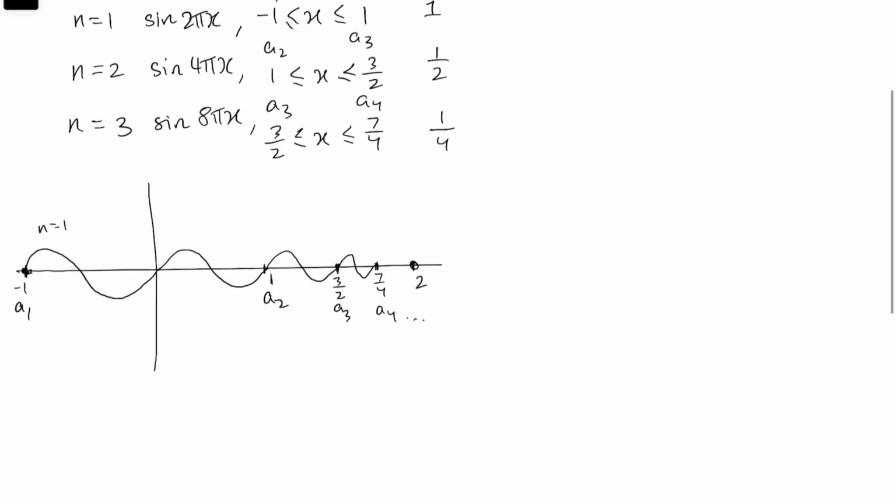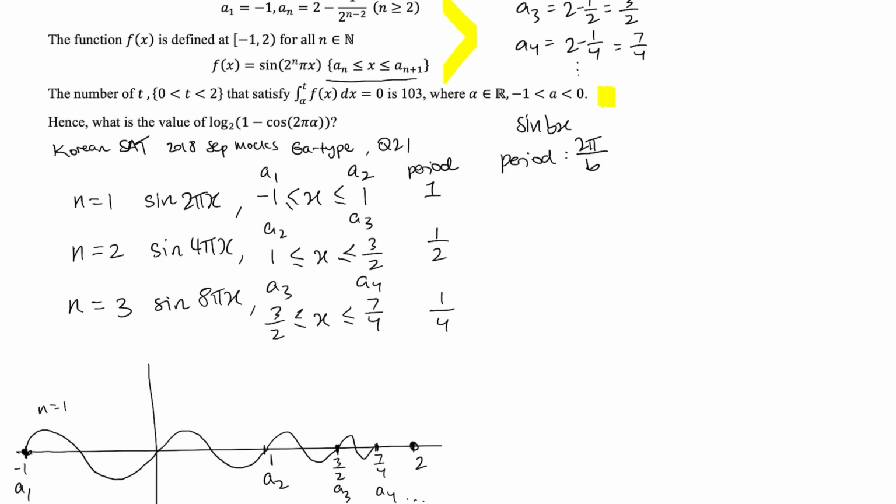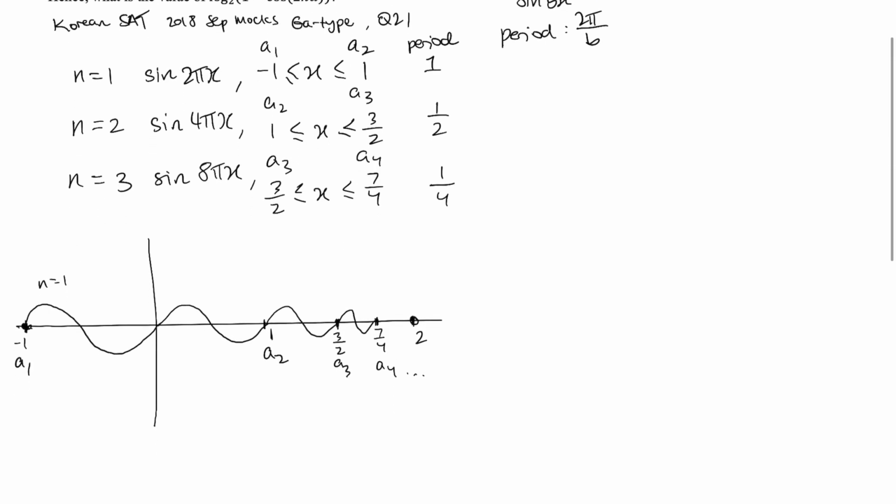So I think now that we have a general idea of this function, we can move on to this next part. We now have the tools to move on to the next section of the question. So that's this section. We're talking about this integral here. So I'll rewrite that down here. We have the integral from alpha to t, f of x dx equals 0.